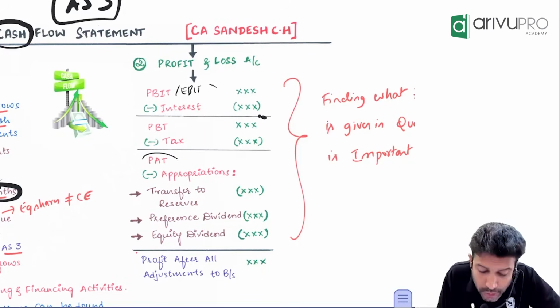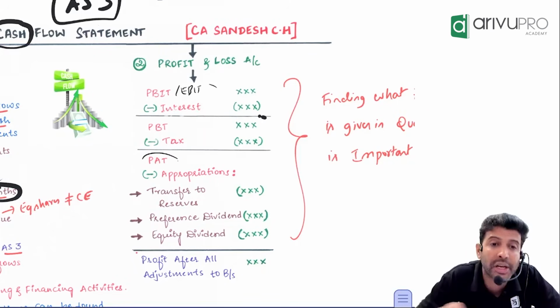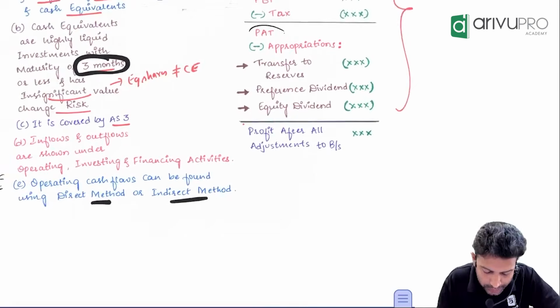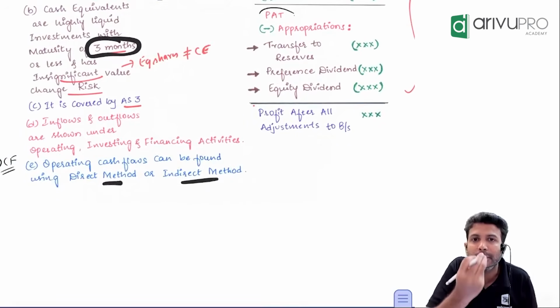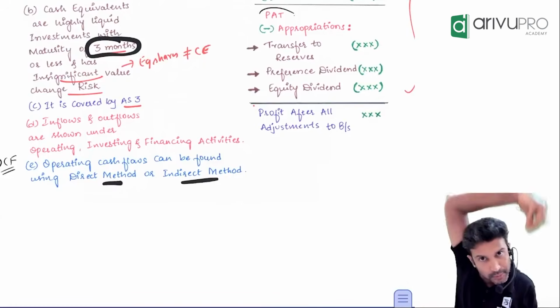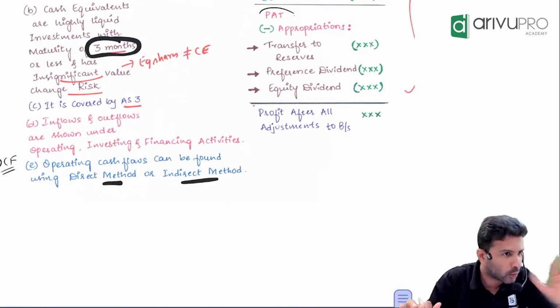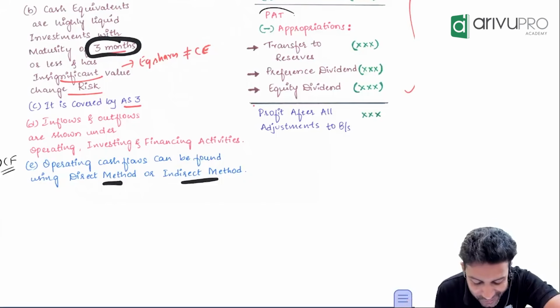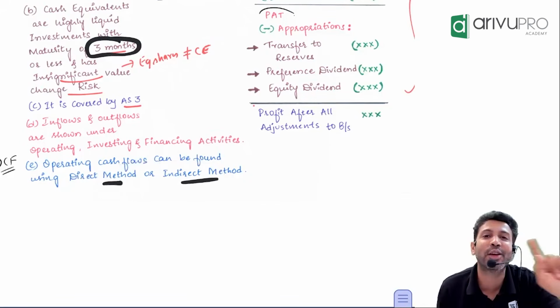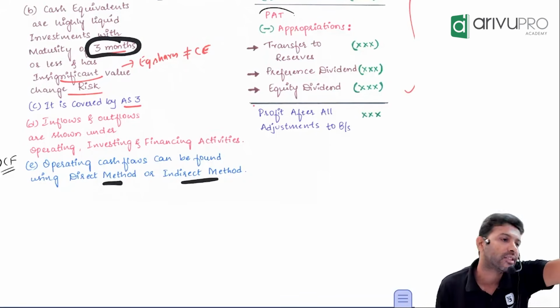but if they give you information about profit, then we go for which method? Indirect method. Direct method means going like this, indirect method means going like that. But the food will go into your mouth only, no? So whether you go for the direct method or the indirect method, the answer will be the same.